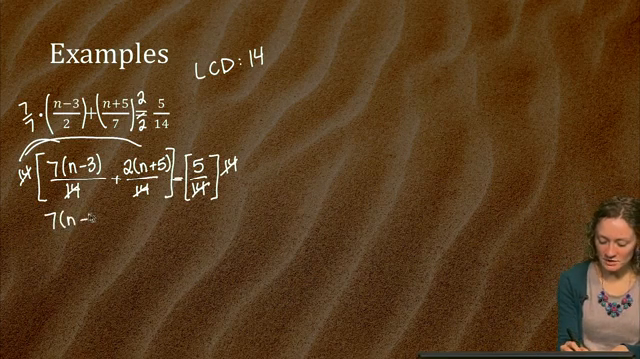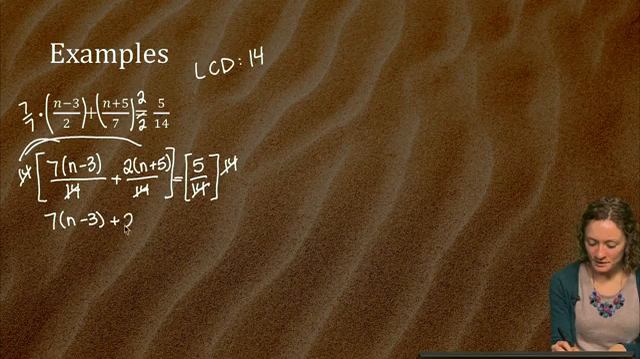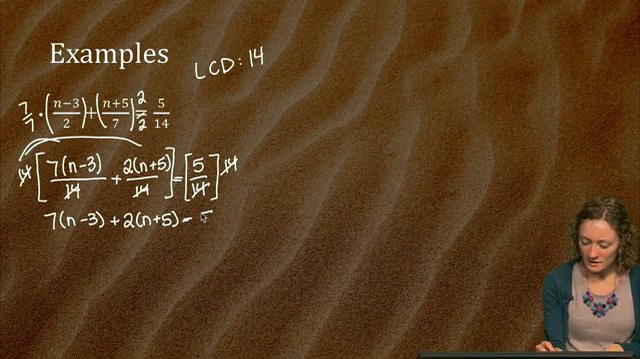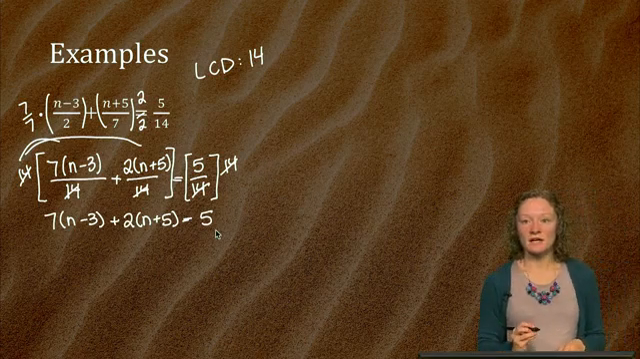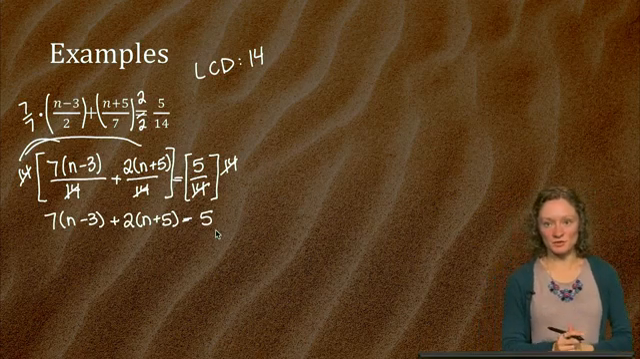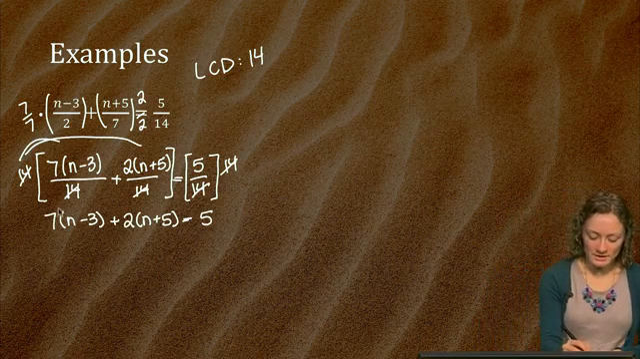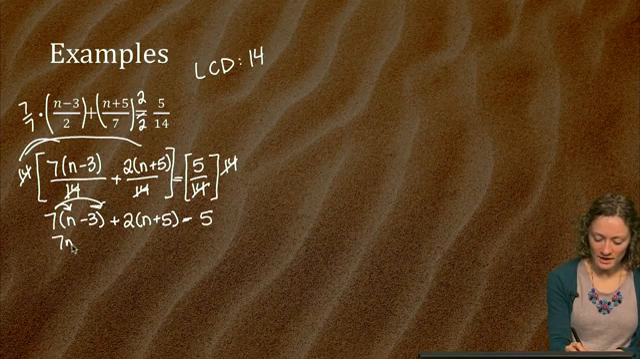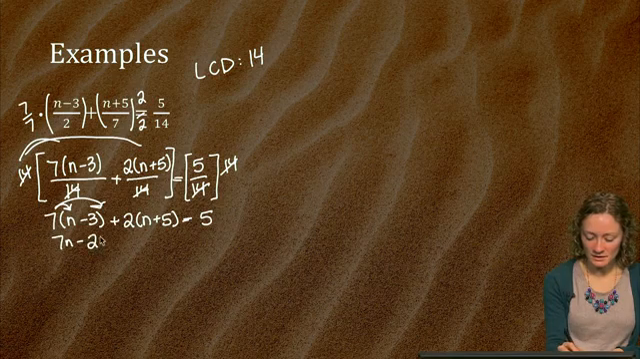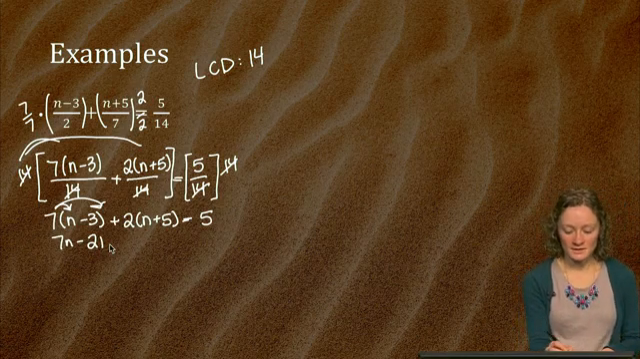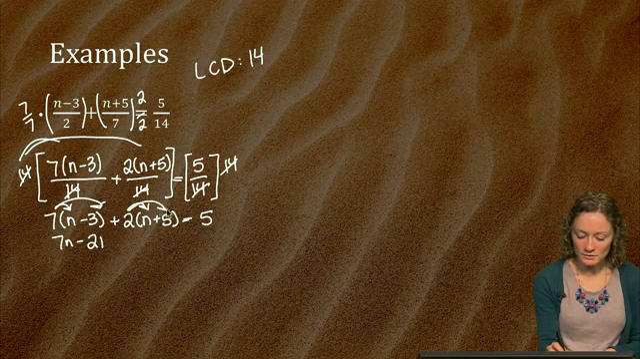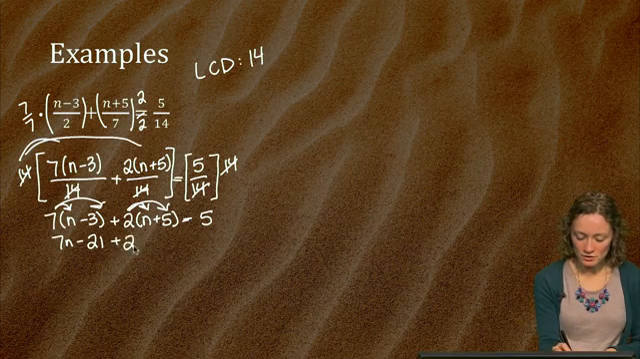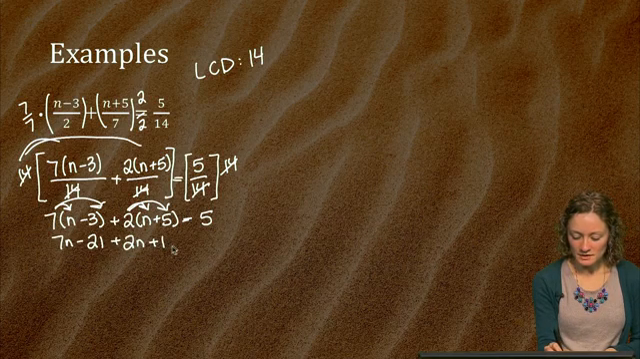7 times the quantity n-3 plus 2 times the quantity n+5 is equal to 5. And then we can solve this problem as usual from here. So step 1 is distribute. We get 7n minus 21, distribute the 2, plus 2n, plus 10.